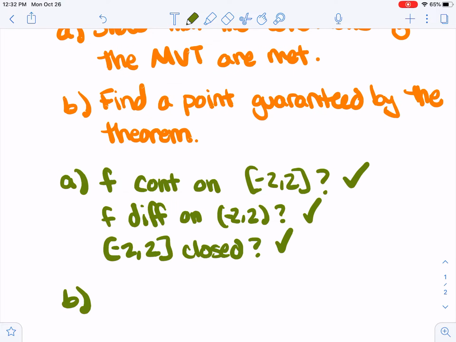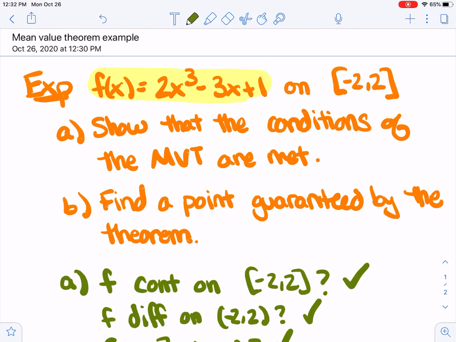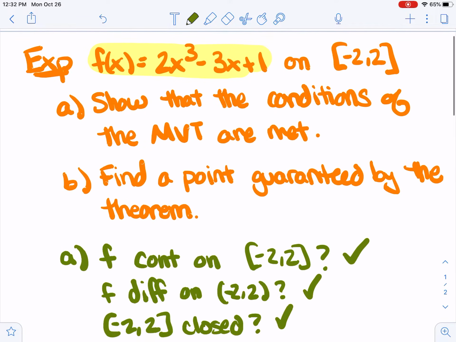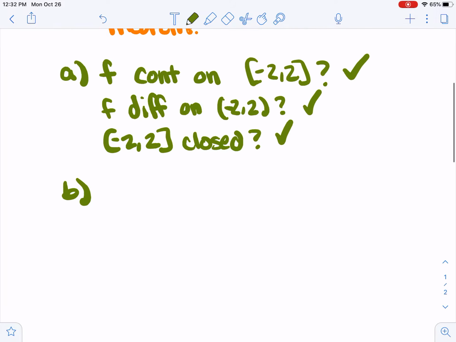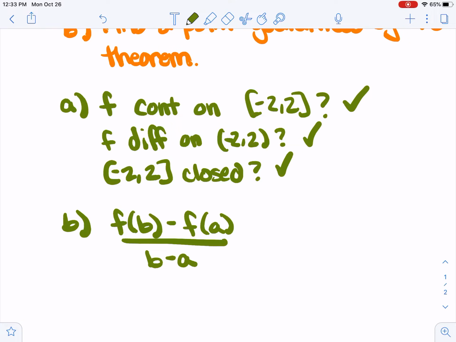The conditions of the theorem are met. So what are the conclusions? Find a point guaranteed by the theorem. The theorem is an existence theorem. It tells us that something exists. In this case, it's telling us that a certain point exists, and that point is the point where the function has a certain slope. This is the average rate of change of the function over the given interval. This is the slope of the secant line connecting the endpoints.